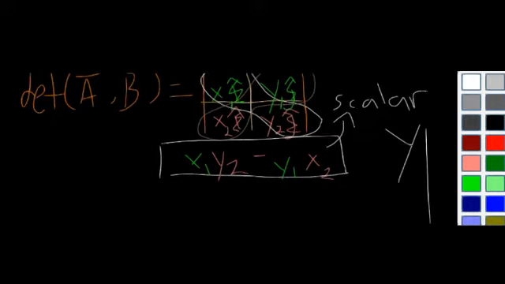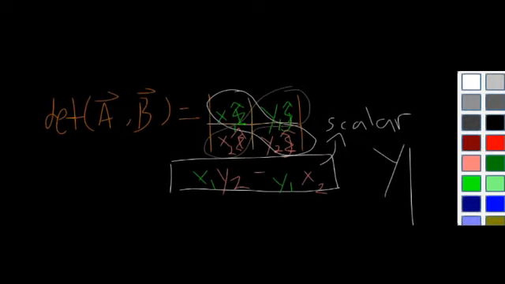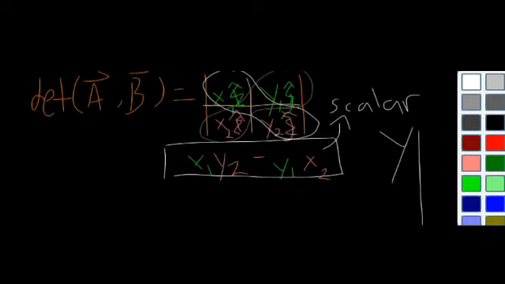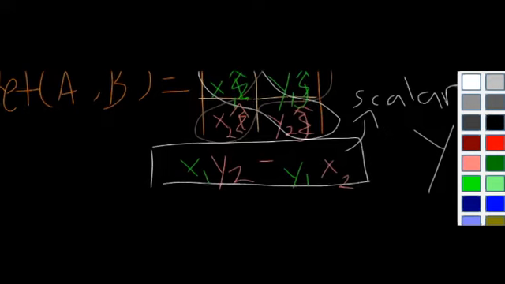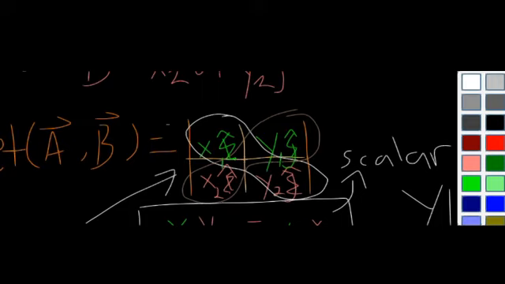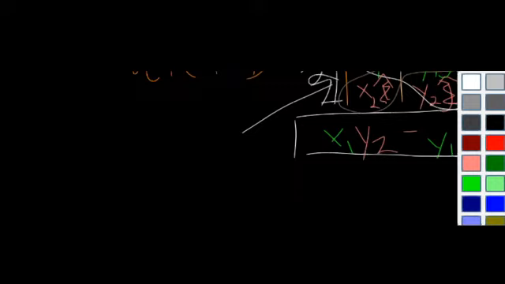Alright, let's do a 3 by 3 determinant. Just so you know, this is a 2 by 2 determinant, since there are two columns and two rows, that's what I meant. So now this is a 2 by 2. Now we get into the 3 by 3 determinant world.